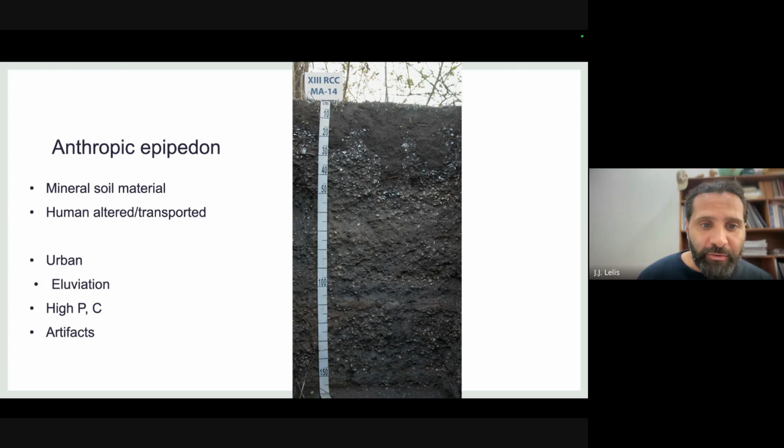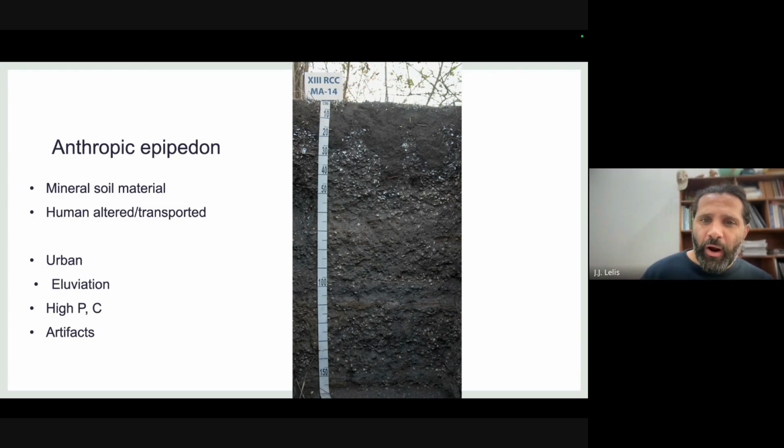They could be related to urban areas. They could register alluviation. They in general present very high phosphorus and carbon content because especially the ancient humans added a lot of organic material at the top of the soil, trying to improve the soil fertility or not. They can do this intentionally or not, but they add more carbon, they add more phosphorus, and of course the human action also adds a lot of artifacts.